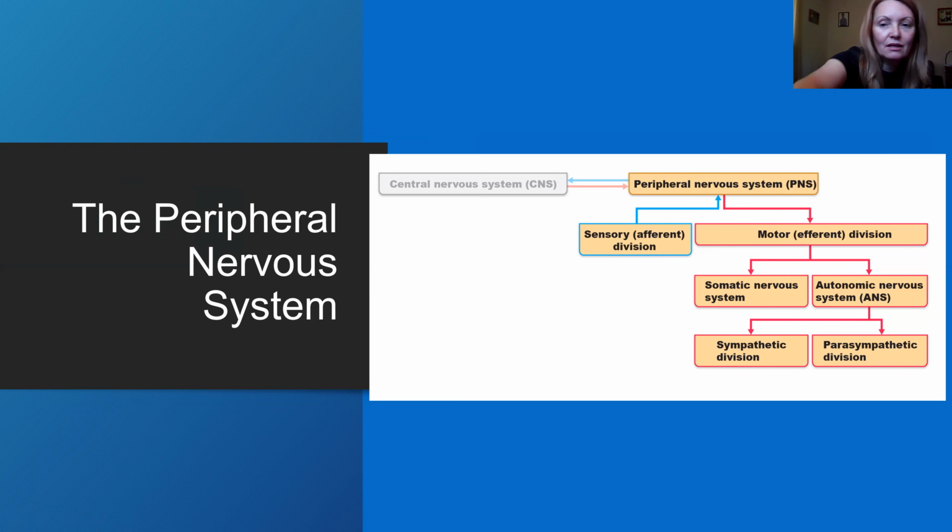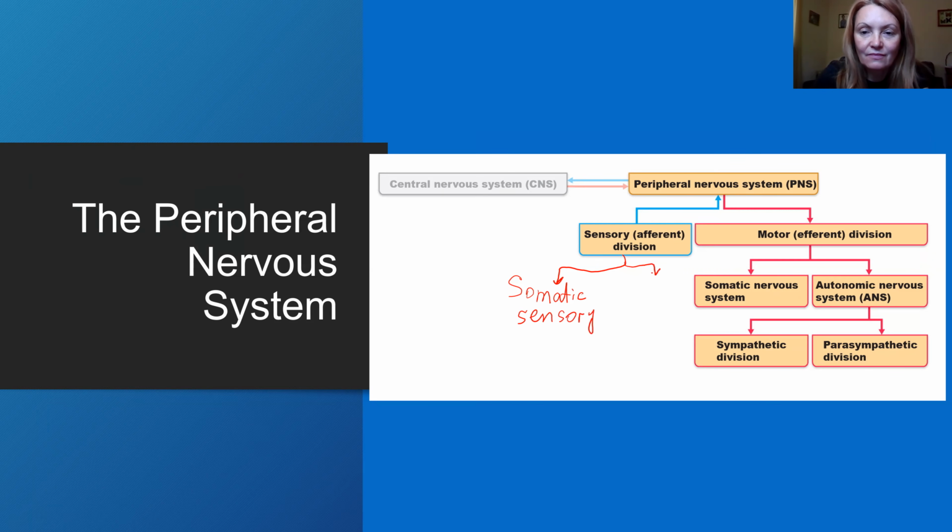So let me add over here. We can have these two arrows here, and we can say somatic sensory and visceral sensory.